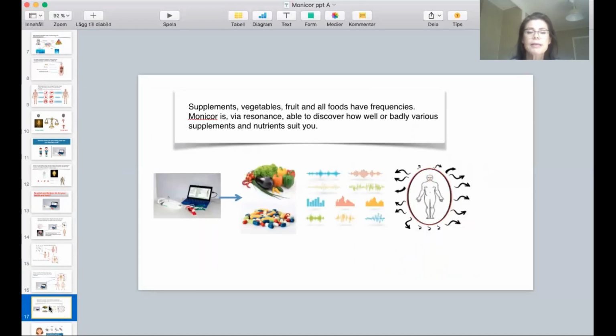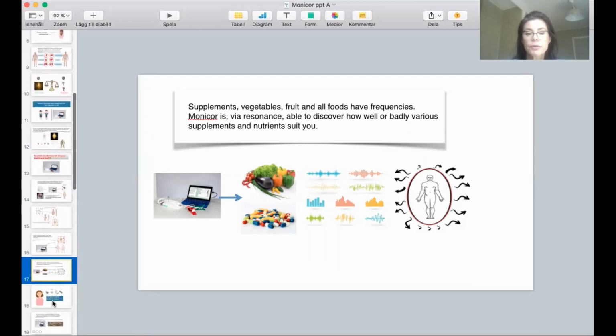What it also does, it can check which supplements or vegetables and fruits your body needs, because you might be taking supplements and you don't know, do I really need this? So you can check with Monicor, according to the resonance principle, and it will tell you if this is a good supplement for you at that moment, at that time. And maybe you take magnesium, and there are so many different kinds and brands of magnesium. So you could check which one is absolutely the best for you at this time. So it can do that for you.